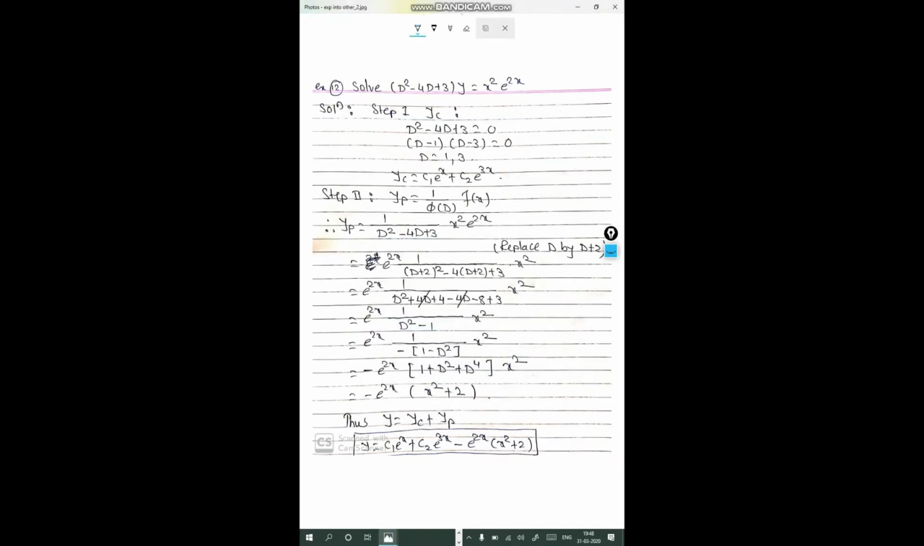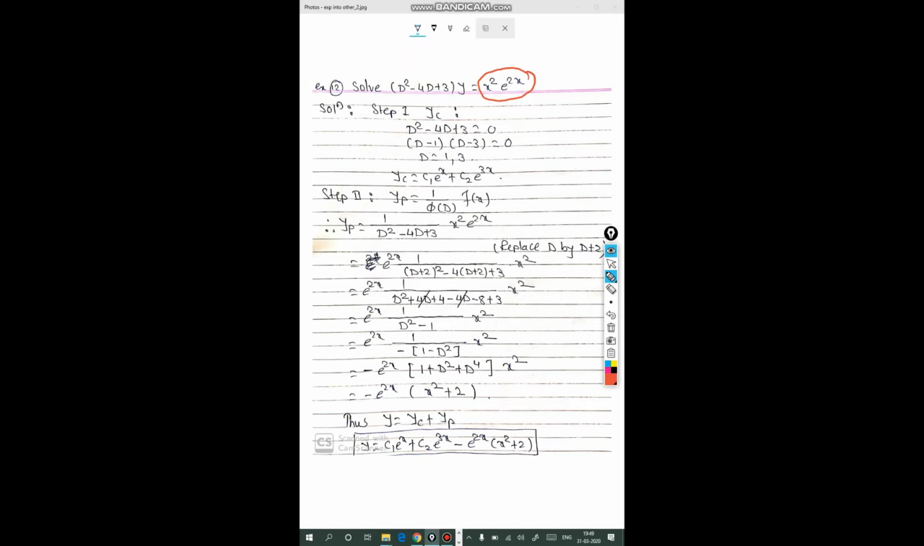Welcome to the second video of the type e raised to x into v. Here we are going to see the first example of the form e raised to x into v. You can observe the RHS mainly. This RHS is e raised to 2x into x square, so it is in the form of e raised to x into an algebraic function. The entire equation we are given is (D square minus 4D plus 3) of y is equal to x square e raised to 2x. In the exercise it is x cube, but here we are considering x square.